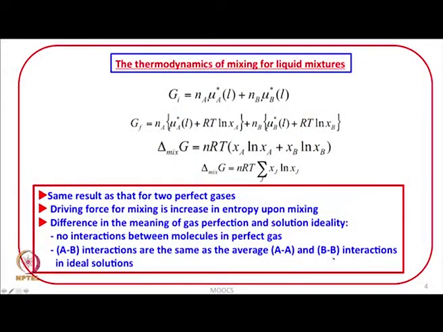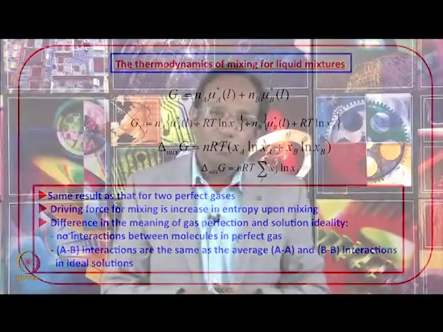There are no interactions between molecules in a perfect gas. AB interactions are the same as average AA and BB interactions in ideal solutions. That means, if the nature of intermolecular interactions within the solute molecules, within the solvent molecules, or between solute and solvent molecules are the same, then it will form an ideal solution. If these are different, then it will form a real solution, a non-ideal solution.